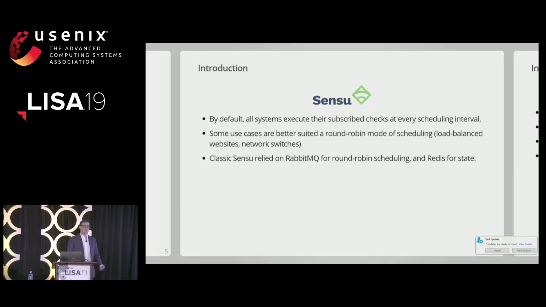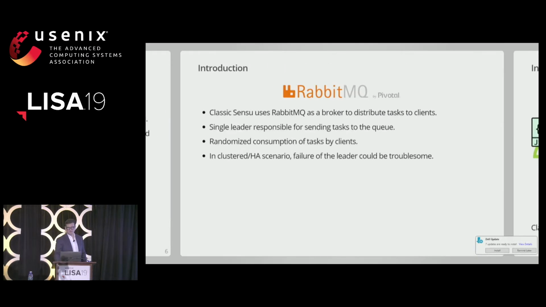Classic Sensu, the product developed about 8 or 9 years ago by Sean Porter, used RabbitMQ for facilitating that. In the new product, Sensu Go, we've done away with RabbitMQ, and I'll get to that later. In classic Sensu, RabbitMQ was the broker doing the round-robin scheduling. Every agent would connect to the broker and ask for a task, so it was a one message, one task architecture. But it did have some issues.